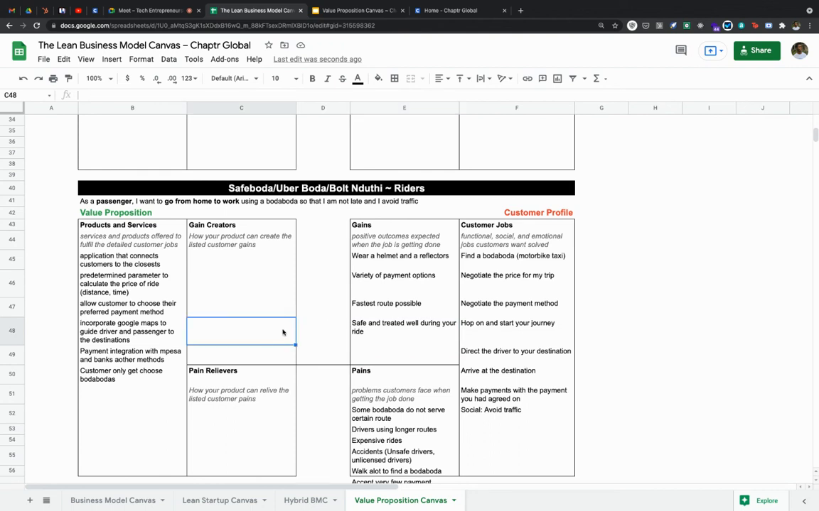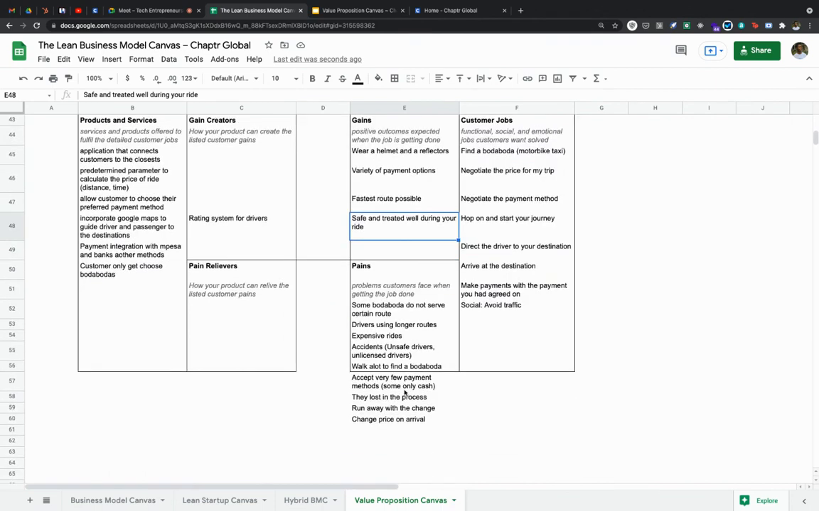The best way to have a safe ride and be treated well in your ride is to have a rating system for drivers. And whenever you have a rating system, you incentivize them to treat you well and to drive you safely in the best way possible. So if you don't want to be driven so fast, you'll tell them and they won't drive so fast because they know they have to be rated at the end of the day. So I would call that a gain creator. And that's a gain we might have forgotten.